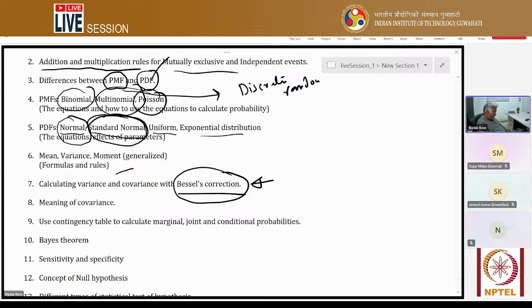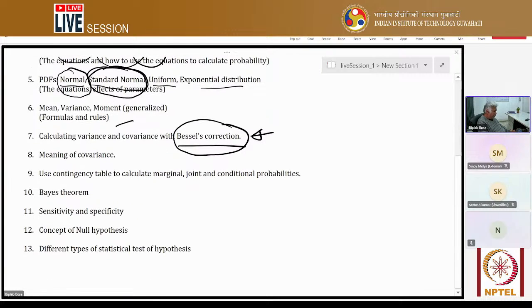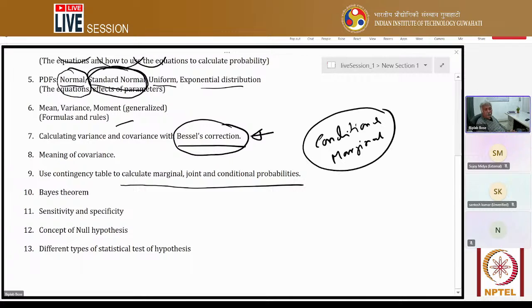And then the idea of conditional probability and marginal probability are important, because they eventually leads us to the Bayes theorem, right?